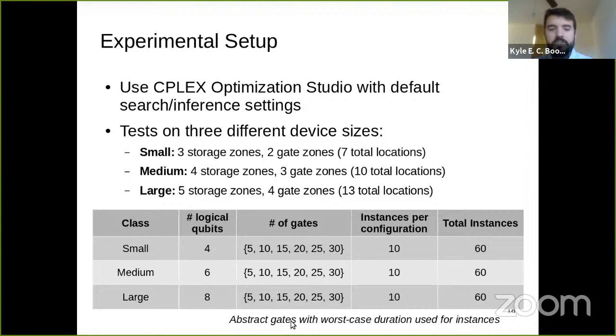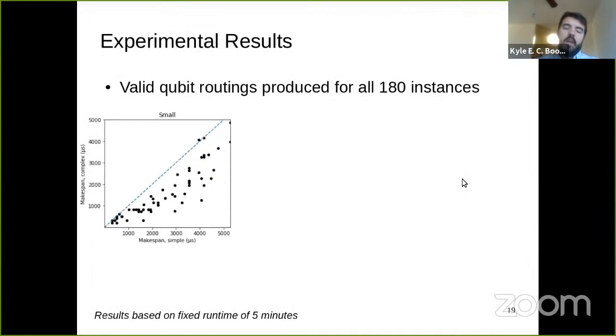Once again, we're working with abstract gates that have been assigned a worst case duration based on the duration of the primitive gates on the previous table. And via this table, we can see the largest problems we're solving involve large architectures with 8 logical qubits and 30 gates. And what we're looking to do is basically compile that to the architecture. We have a total of 180 instances that we look at. In terms of the results, the nice thing is that our heuristic produces valid qubit routings for all 180 instances. The results are based on a fixed runtime of 5 minutes.